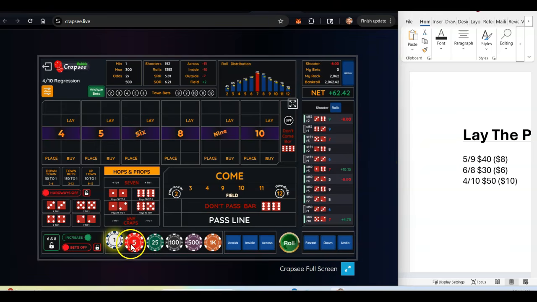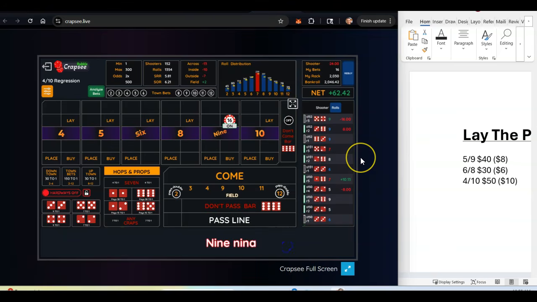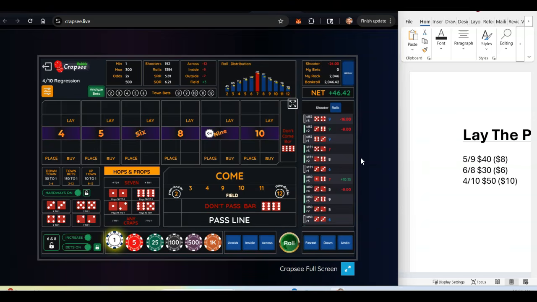So we're going to go up to the 16 and say, I dare you to throw a 9 before the 7. Oh, and by the way, the puck is off, so you have to make sure that your bets are on. And here we go. Nina. And they did it. They did beat me again.